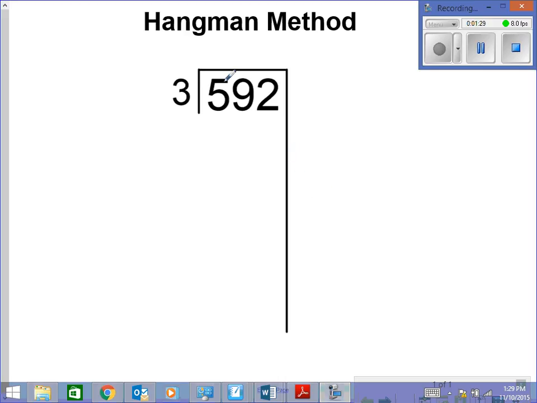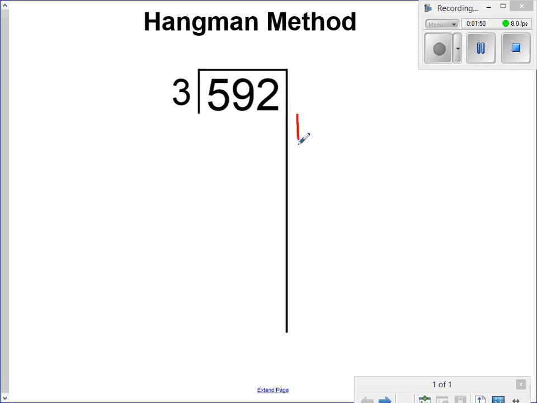Okay, so in the other methods, we've been looking at individual place values. How much does 3 go into 5, 3 into 9, and 3 into 2? This method is different. This method is asking you to look at this entire number of 592 and asking yourself, 3 times what would get me close? Now, you might already be saying, there's no way my child knows 3 times what gets them to 592. Okay, but your child does know that 100 times 3 equals 300.